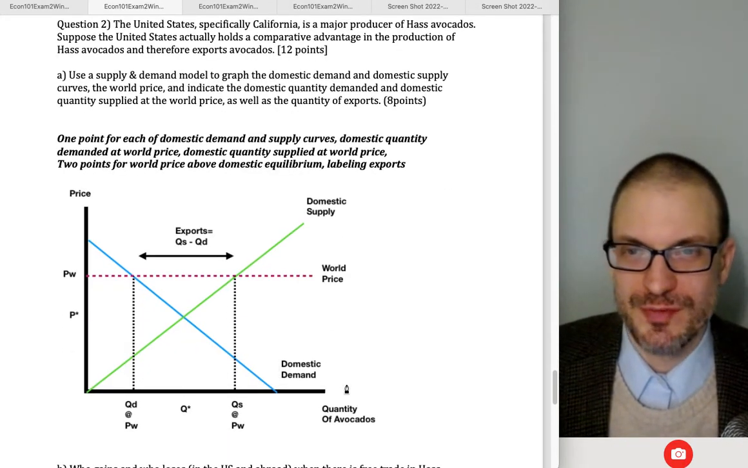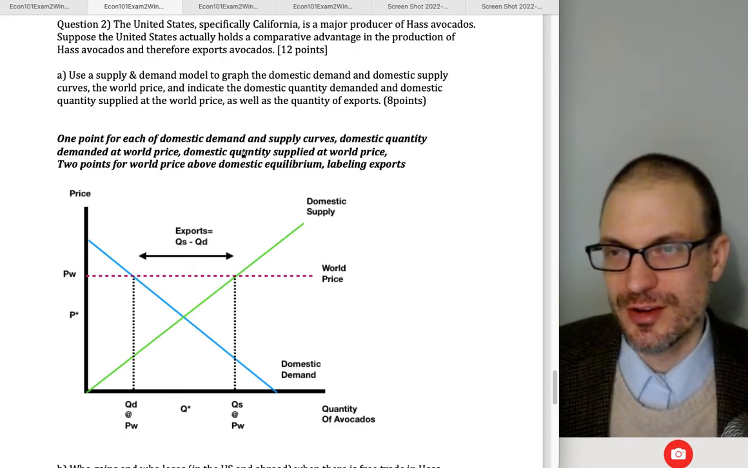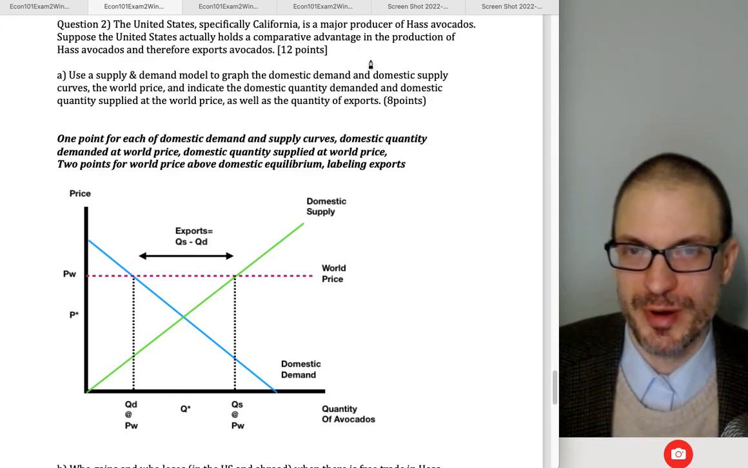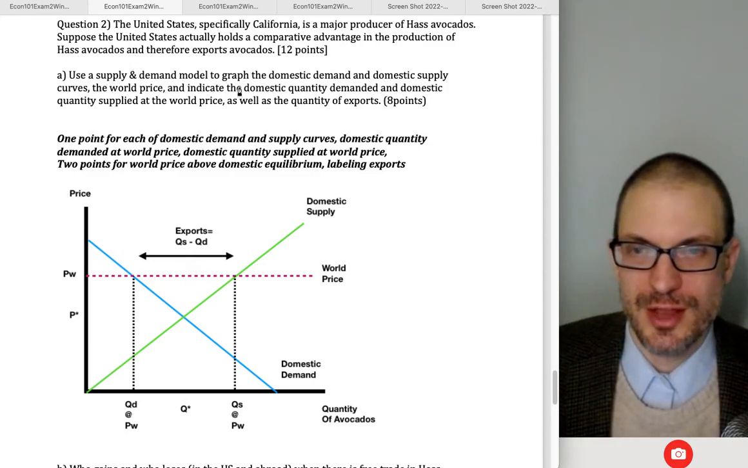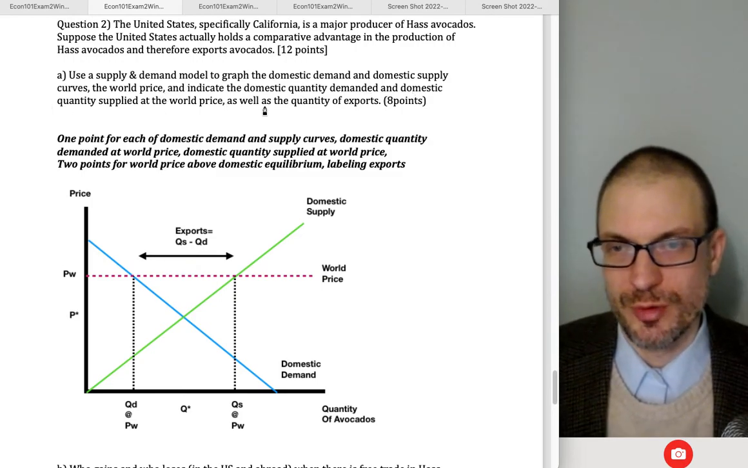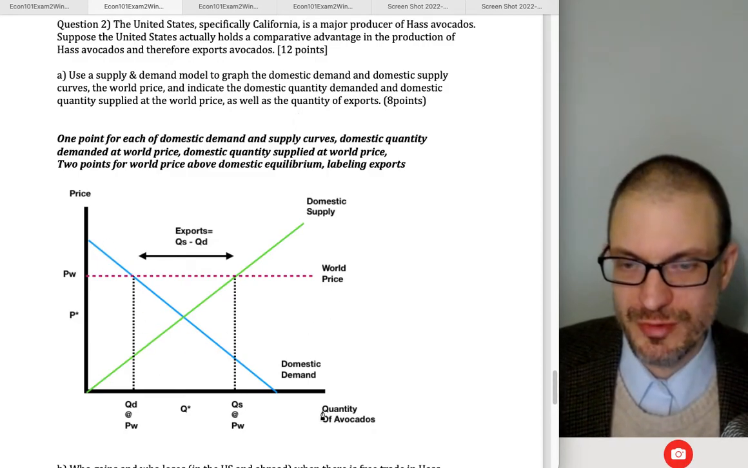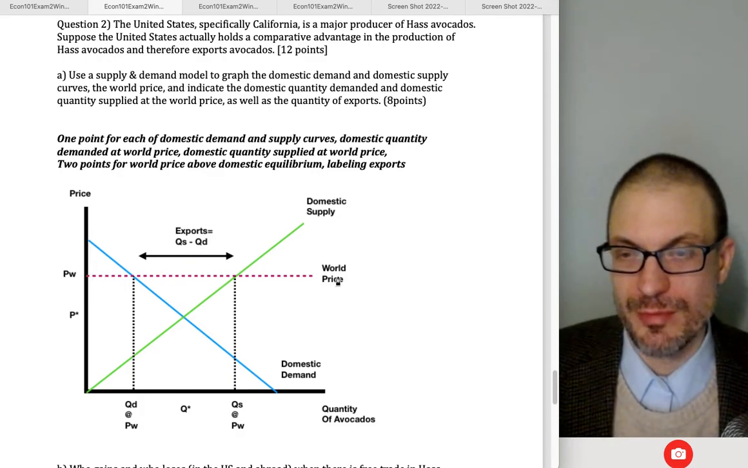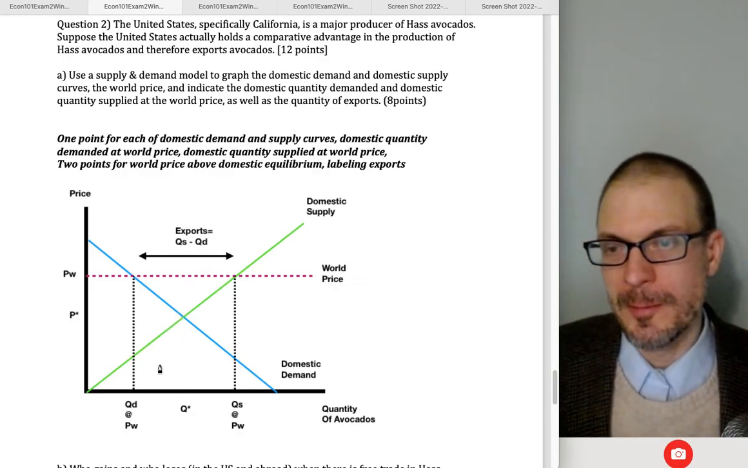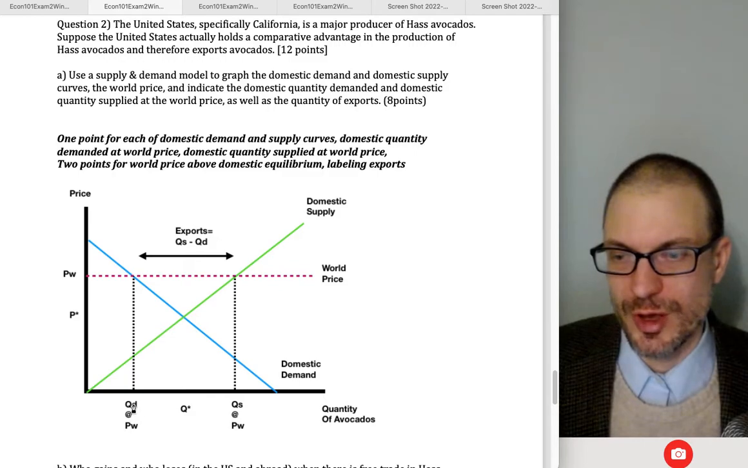So the United States, specifically California, is a major producer of Hass avocados. Suppose U.S. actually holds a comparative advantage and therefore exports avocados. Let's see. So we want to draw the domestic demand, domestic supply, world price, indicate the domestic quantity demanded, domestic quantity supplied at the world price, as well as the quantity of exports. Right. So basically just wanted to have here's domestic demand, here's domestic supply. Got to draw the world price above the domestic equilibrium price because we're going to export. Therefore, we have a comparative advantage. And then you want to label domestic quantity demanded at the world price, domestic quantity supplied at the world price.